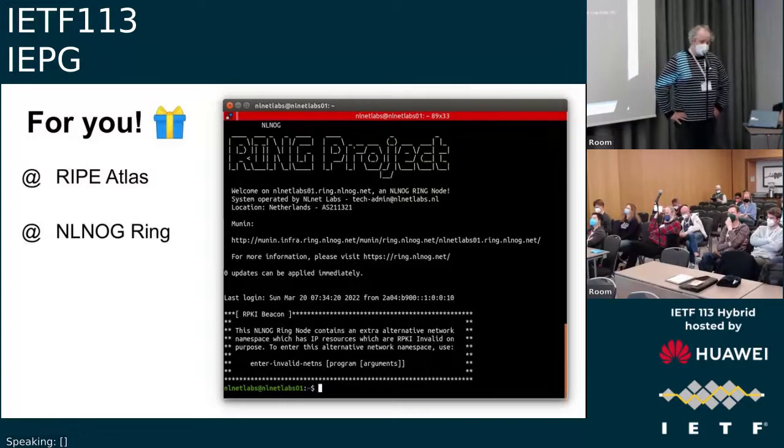The beacon is also at the NL ring. If you're on the NL ring and you secure shell to the NL Labs ring node, then you will see this text that you can enter a network namespace with the invalid resources, with the command enter invalid net ns. Next slide.